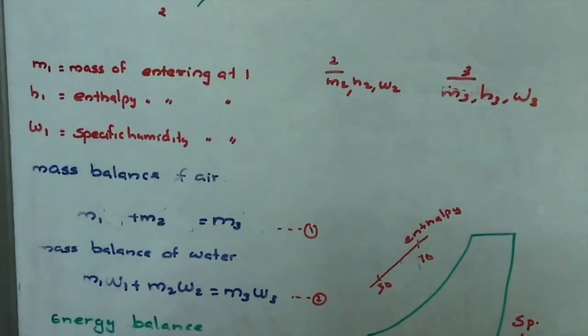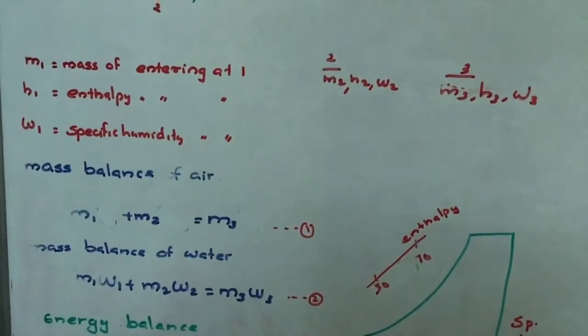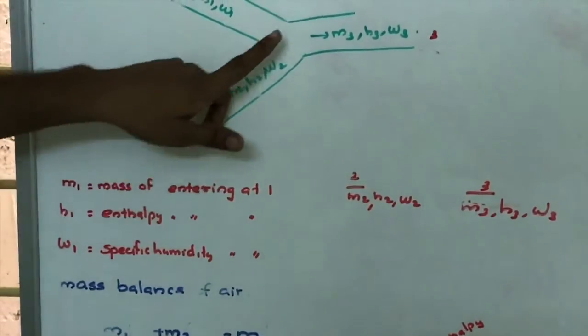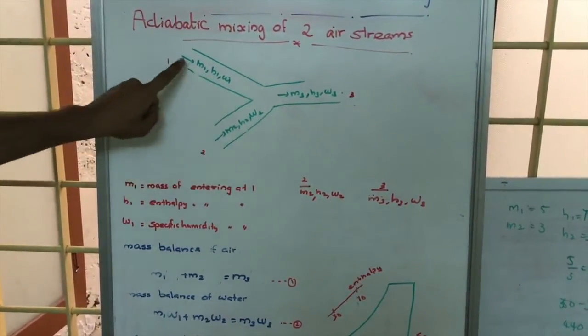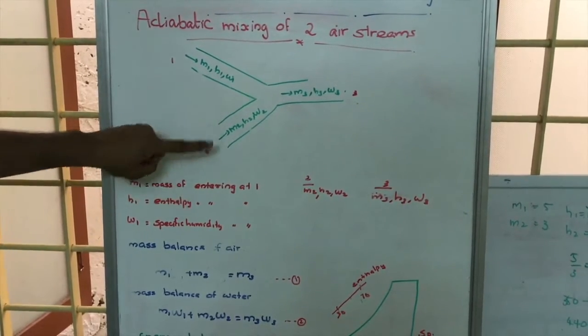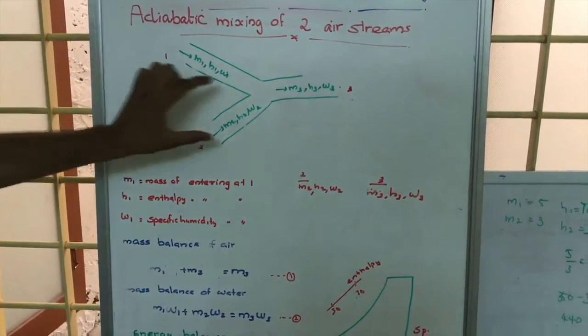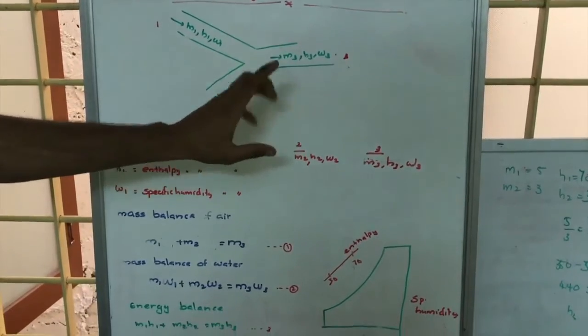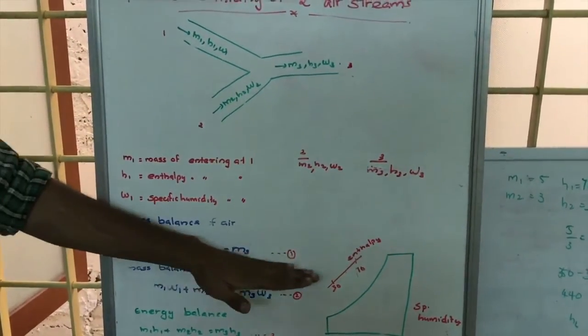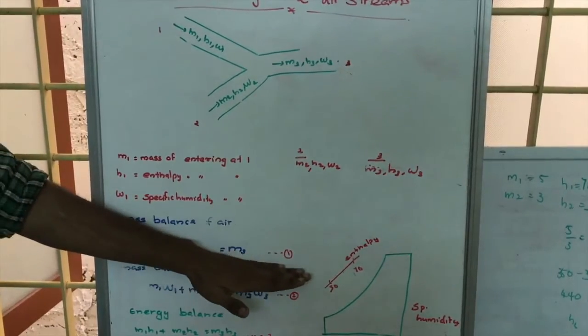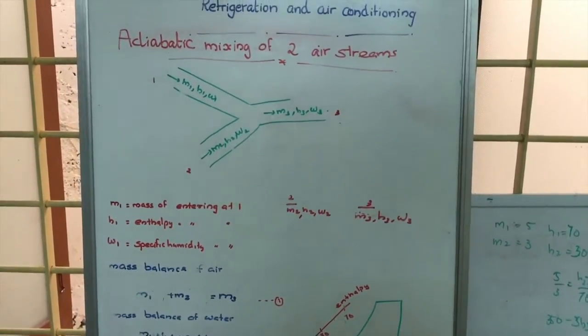Now, mass balance of air: as we know, the mass entering will be equal to the mass going out. The mass of air entering through 1 is m1, and through 2 is m2. So the total air entering is m1 plus m2, and the air going out is m3. That is the first step: m1 plus m2 is equal to m3. Let us call this equation number 1.